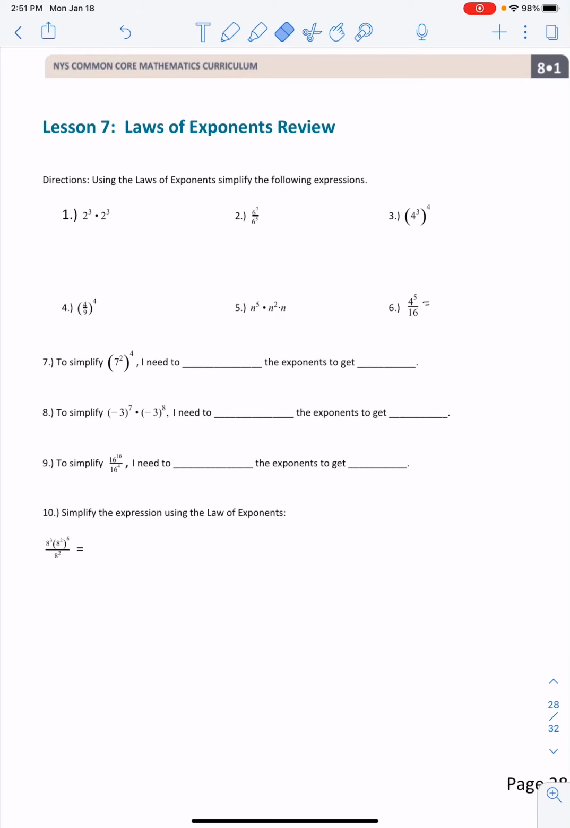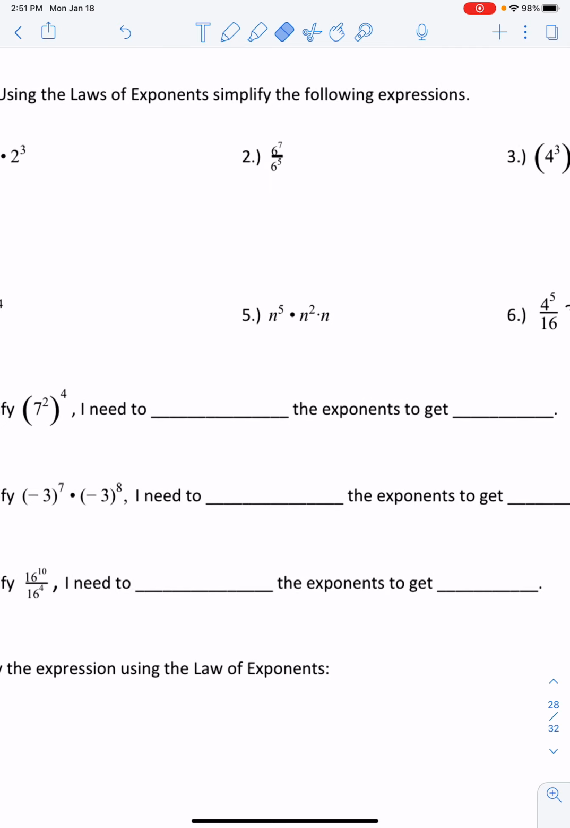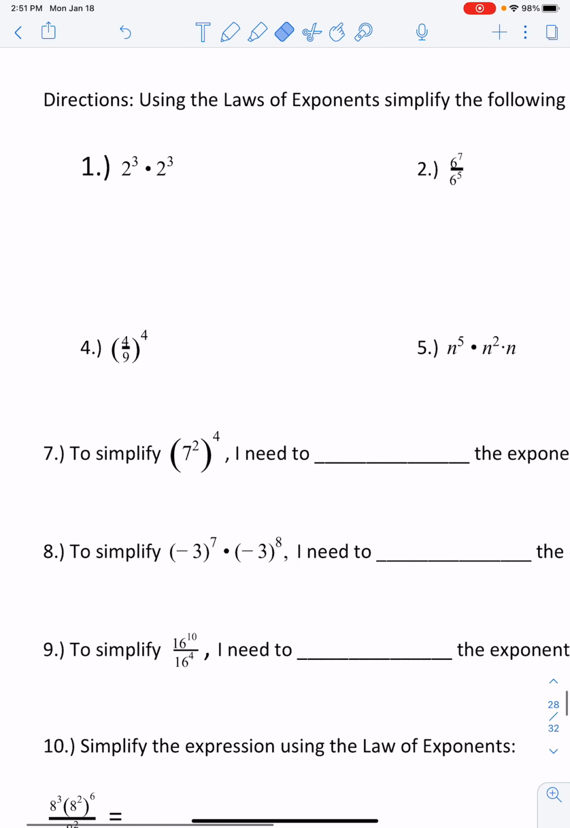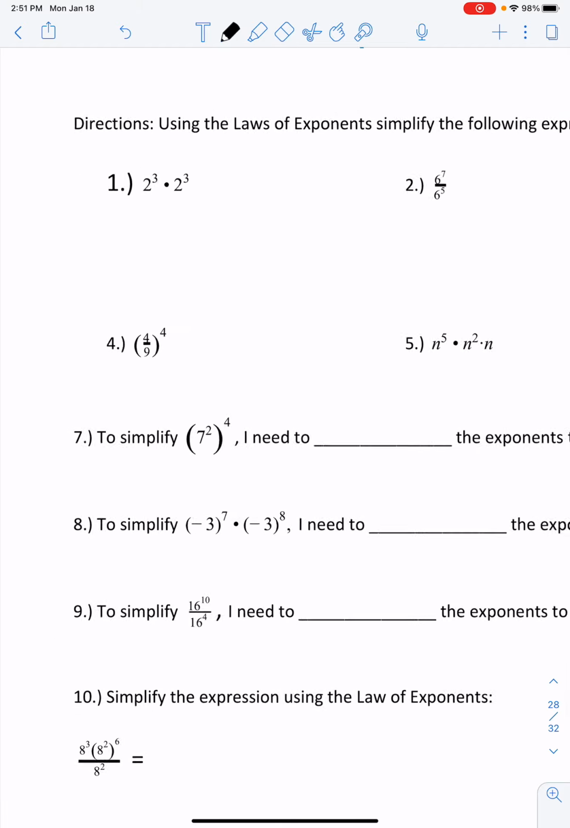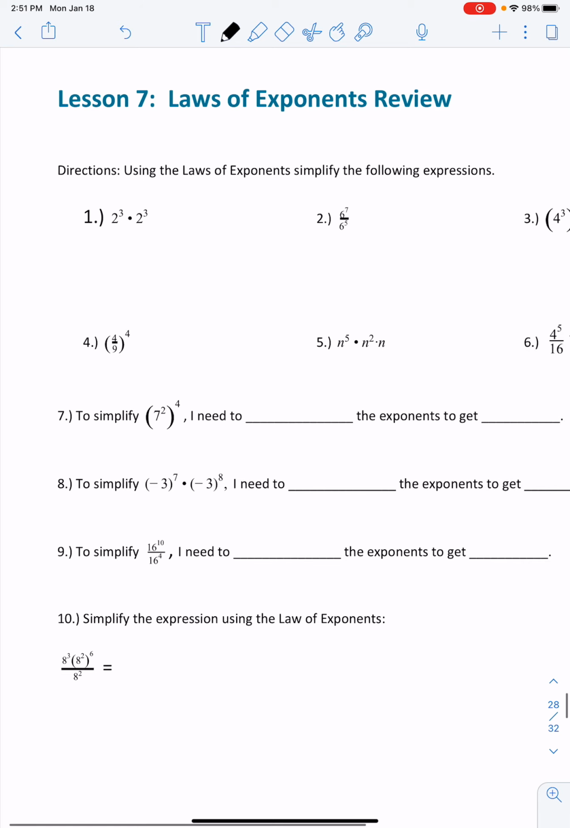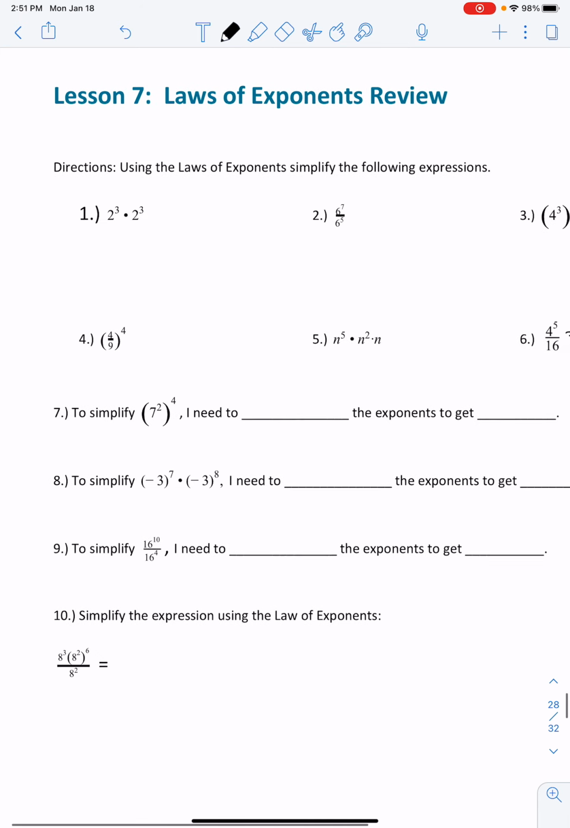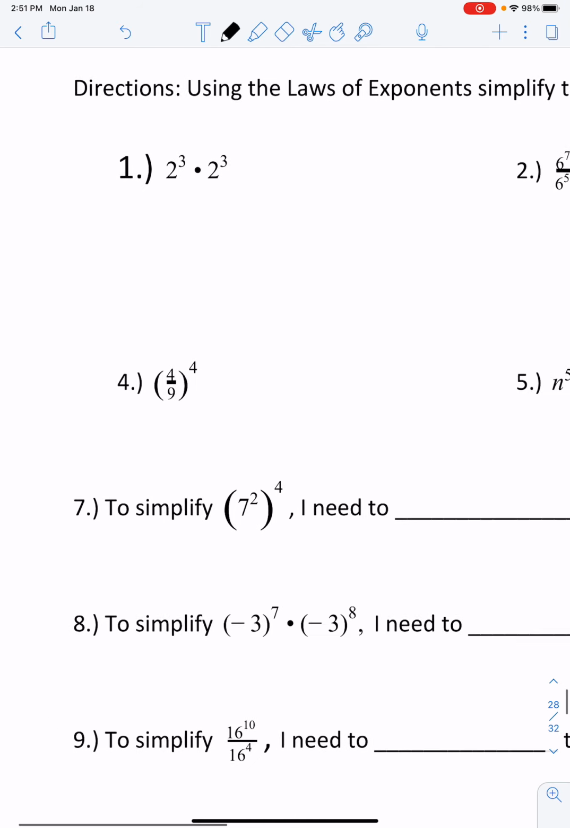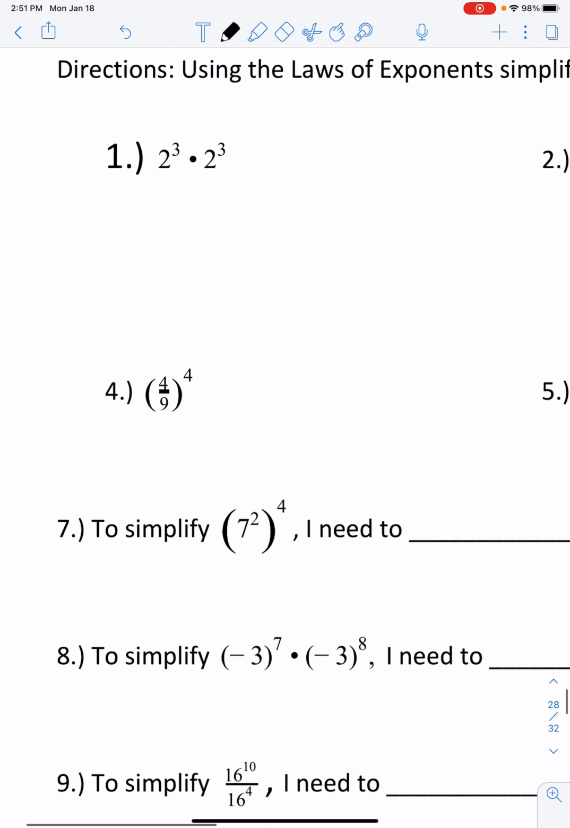Okay. Lesson 7, Laws of Exponents Review. I am going to just do this very quickly. It should take me less than 5 minutes. We are going to use the laws of exponents to simplify the following expressions. For number 1, and I'm going to blow these up so that we can see these nice and simply.